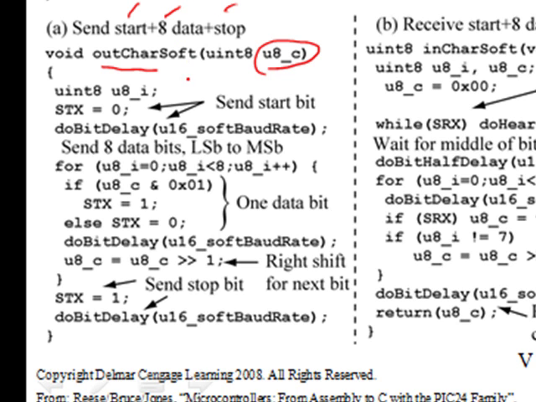Coming into this subroutine, we're going to assume that the transmit line is high. So the first bit that we need to send is the start bit, which is always a 0. So we're going to set the transmit line to a 0 and then delay for 1 bit delay. This subroutine implements a software delay based on our chosen baud rate.